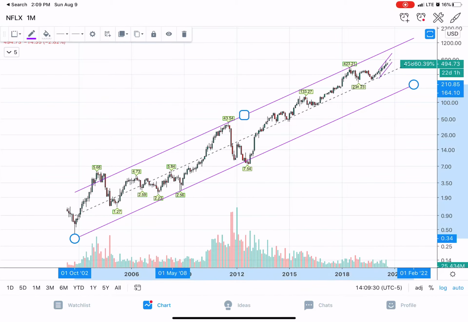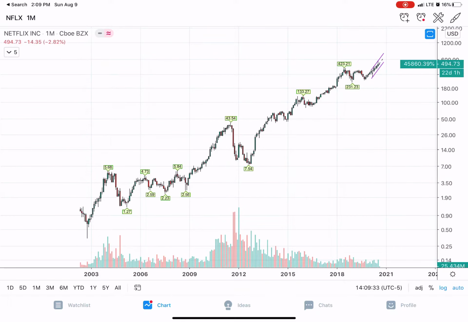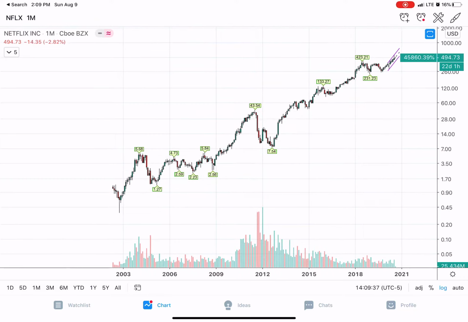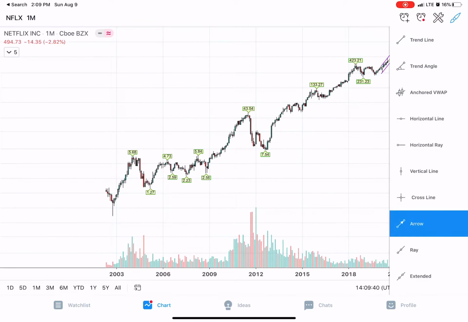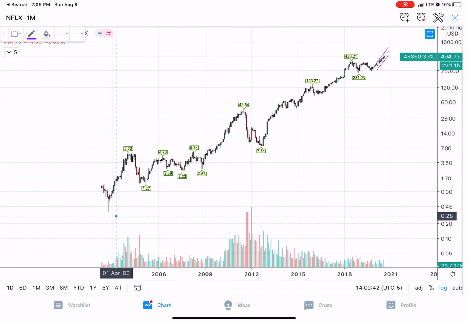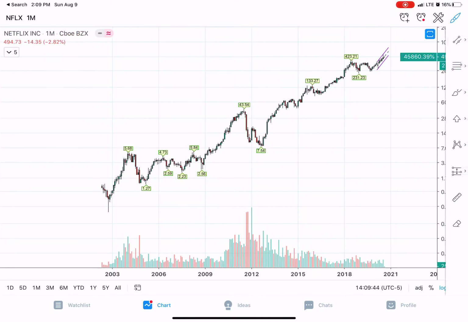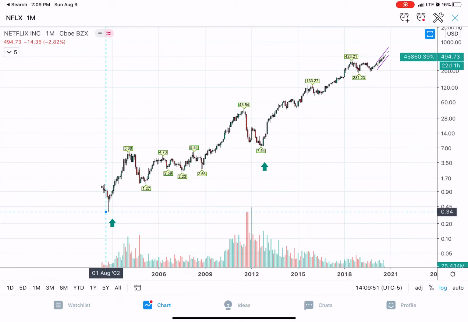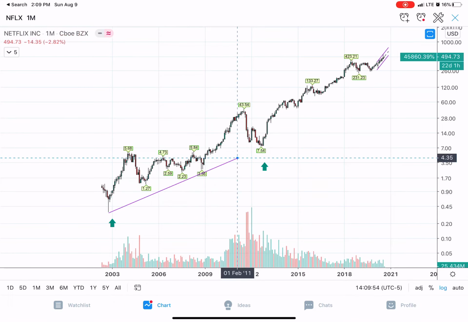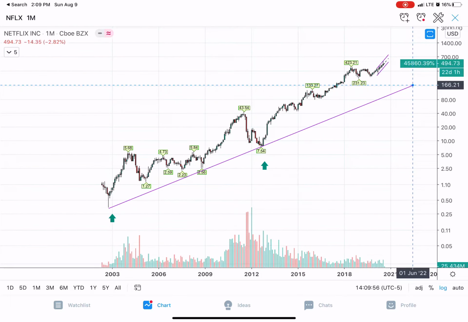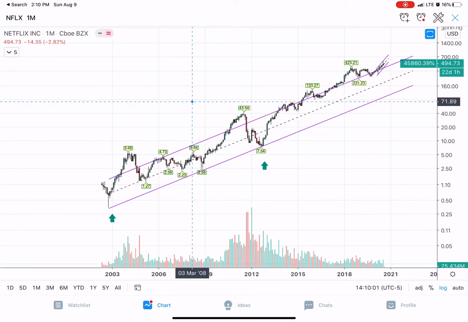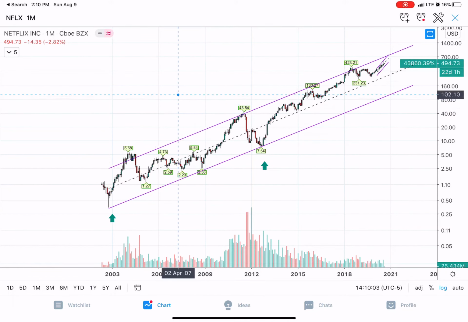So here is a Netflix chart going back from '03. And it's actually pretty cool how these long-term lines are respected. So we have a low here, and then we have a low here. Remember, we need two lows. I connect this low, and then I connect this low, and then I can extend it out to a high. So we got the high at 43.54 right here.